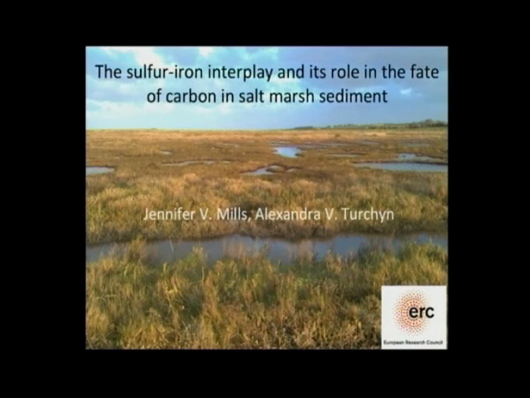This is actually work that's been done by both me and Jennifer Mills, who is now at Imperial College. And this environment is very dynamic. This environment changes almost every day. And it comprises a lot of components. We have here the vegetated area, we have here the ponds, and we have the creeks that bring water with the tide and drain the water during low tide.